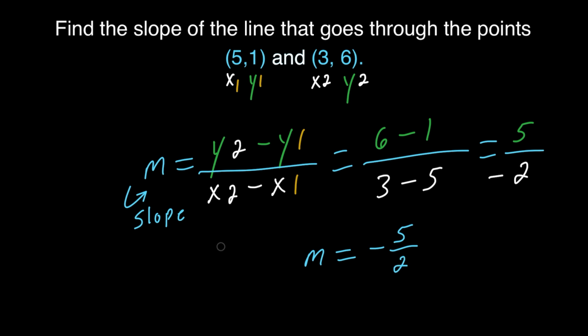So this formula over here, the slope formula, is going to be really helpful when you have two different points and you don't have graph paper, so you can't visually see it. It's y2 minus y1 over x2 minus x1. And remember, m is the slope, and this is our answer for this specific problem.